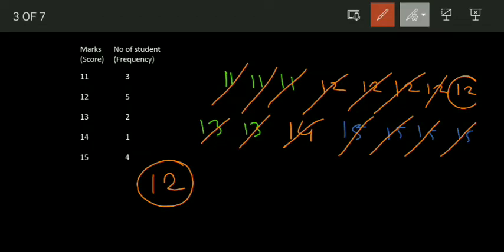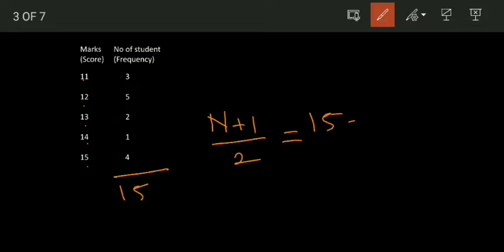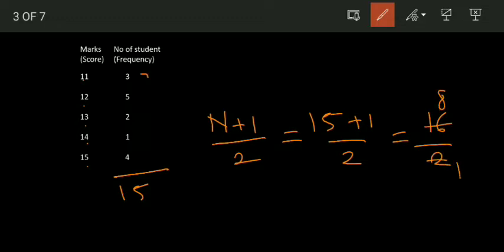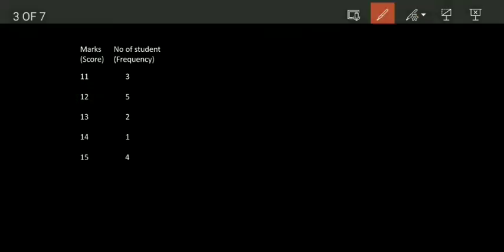Now let us find it using the formula. So what is the formula? When it is 1, 2, 3, 4, 5, then we have n plus 1 upon 2. So how much is n? 5 plus 5 is 15. So it is 15 plus 1 upon 2, which is 16 upon 2, that is 8. So 5 plus 3, 8. Again it's 12.